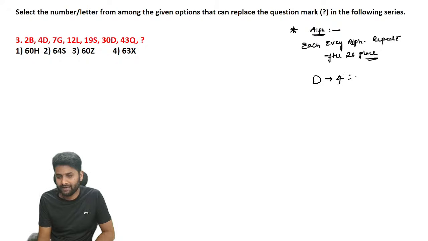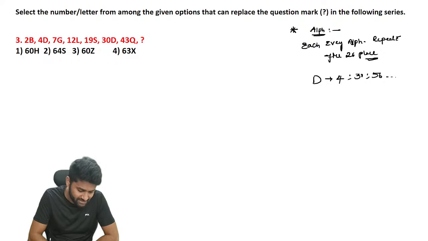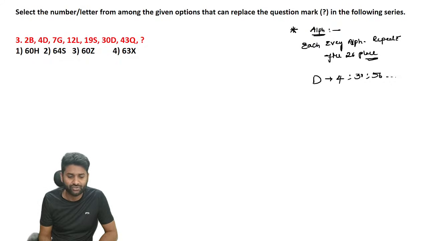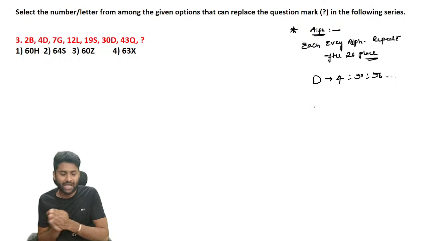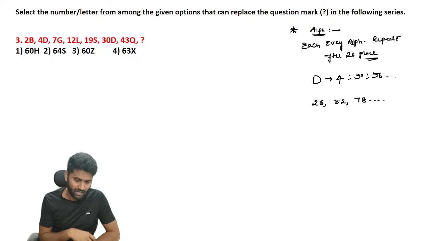Again, D is repeated at 30. If you go for one more cyclic counting, then D is repeated at 56. Means after every 26 places, each and every alphabetical is repeated. Remember that point. After the first cycle, we should add 26. Second cycle is 52. Each cycle value is 26, 52, 78, and so on. Clear?